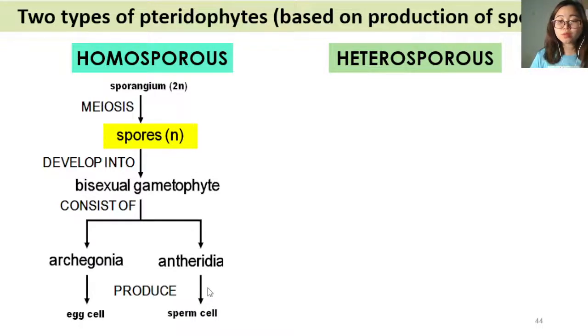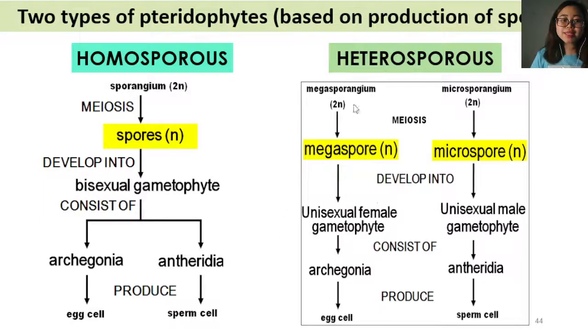So kalau kamu bayangkan prothallus daun kecil yang bentuk love tadi itu, satu bahagian daripada dia akan hasilkan sperm cell, satu bahagian daripada dia akan hasilkan female egg cell. Okay, so that's an example of homosporous pteridophytes. If it is heterosporous, this is what will happen. In the megasporangium, it will divide by meiosis to produce megaspore. Megaspore develops into a unisexual female gametophyte. Dan gametophyte itu akan hasilkan archegonia yang akan hasilkan egg cell sahaja.